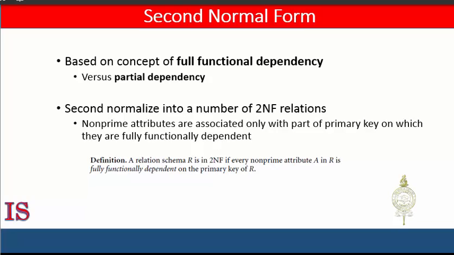Second normal form is based on the concept of full functional dependency. A functional dependency, X determines Y, for example, is a full functional dependency if the removal of any attribute from X means that the dependency does not hold anymore. In other words, the dependency must be based on all attributes within that primary key. A functional dependency, X determines Y, is partial if some attribute can be removed from X and the dependency still holds.